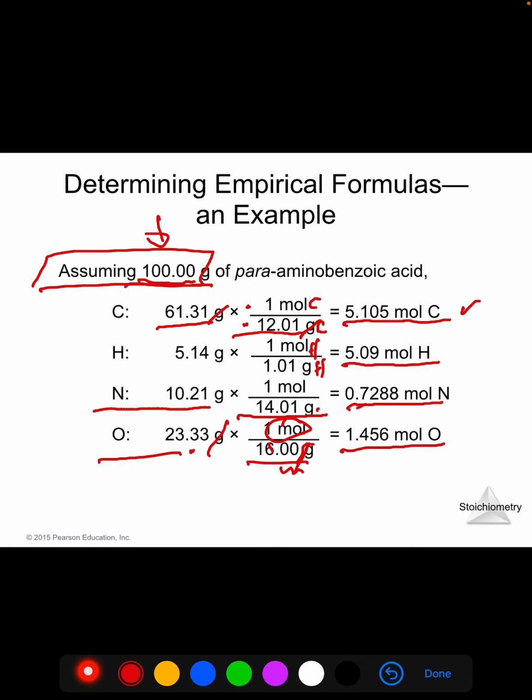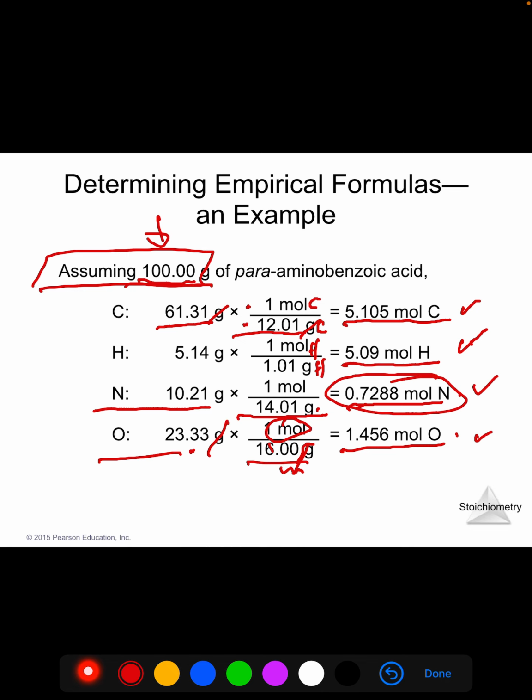And these are my molar ratios. So the carbon and hydrogen are approximately equal, and the nitrogen and oxygen are much smaller, but it means for every 0.728 moles of nitrogen, I have 5.105 moles of carbon. What I need to do is get this in a ratio of 1 to something, into small whole number ratios. And all I do is I divide all of them by the smallest one, okay?